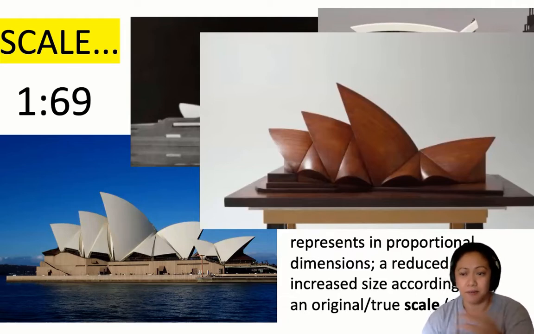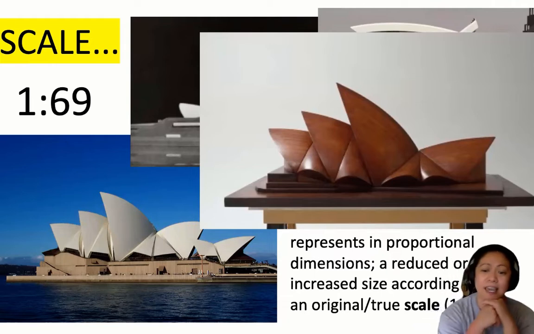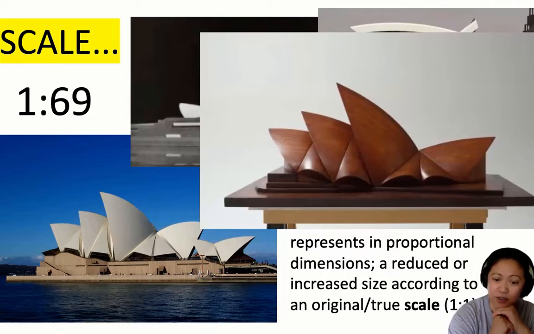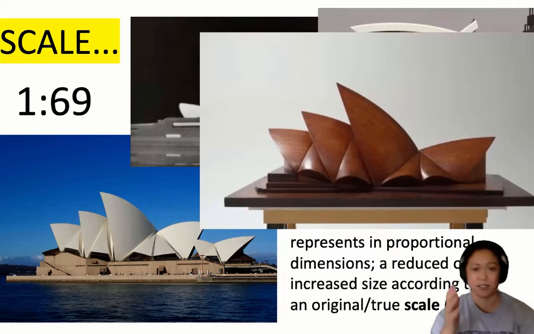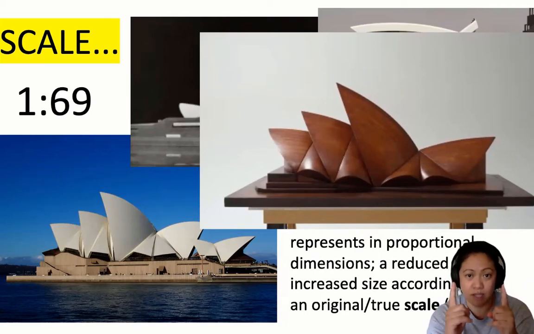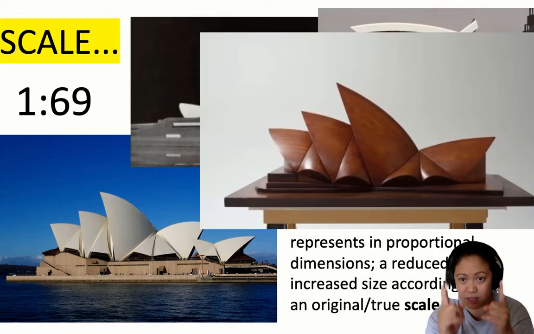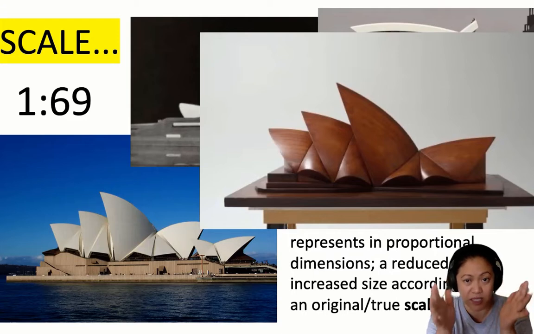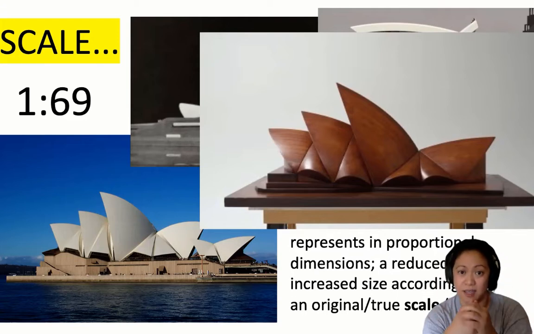However, if I give you the quick definition of it, scale represents in proportional dimensions a reduced or increased size according to an original or true scale, which is essentially 1:1. So just to give you an example, 1 meter is to 1 meter. Okay, that's 1:1. 1 centimeter is to 1 centimeter. Same thing in millimeters. Okay, so that means that whatever that scale is on that side is going to be the same on the other, which means it is true scale.